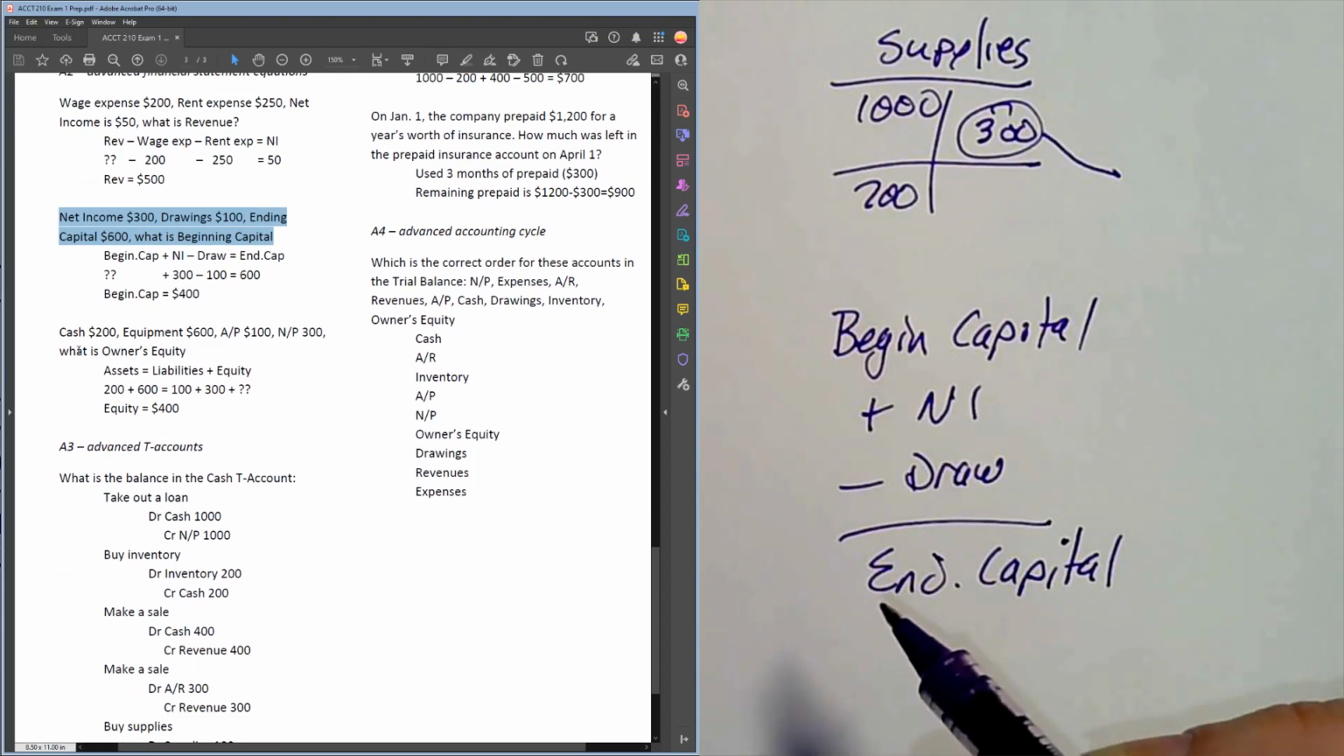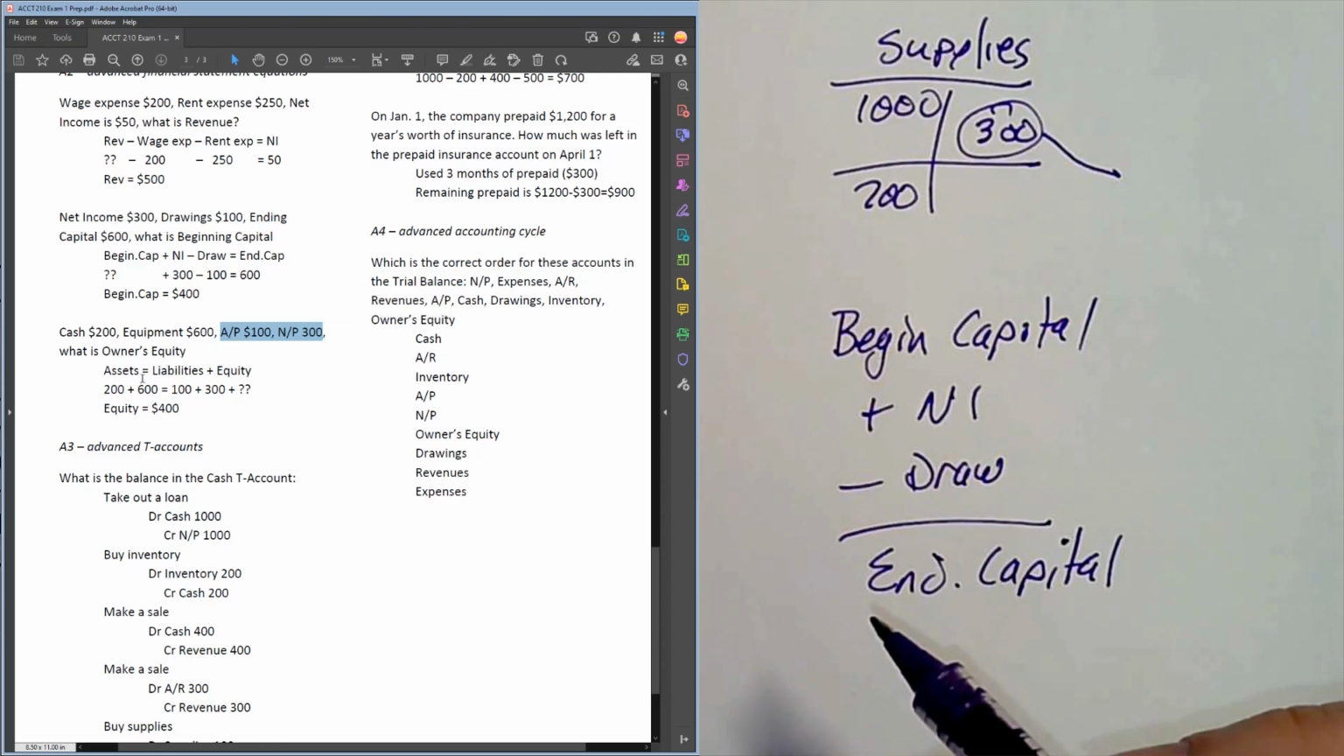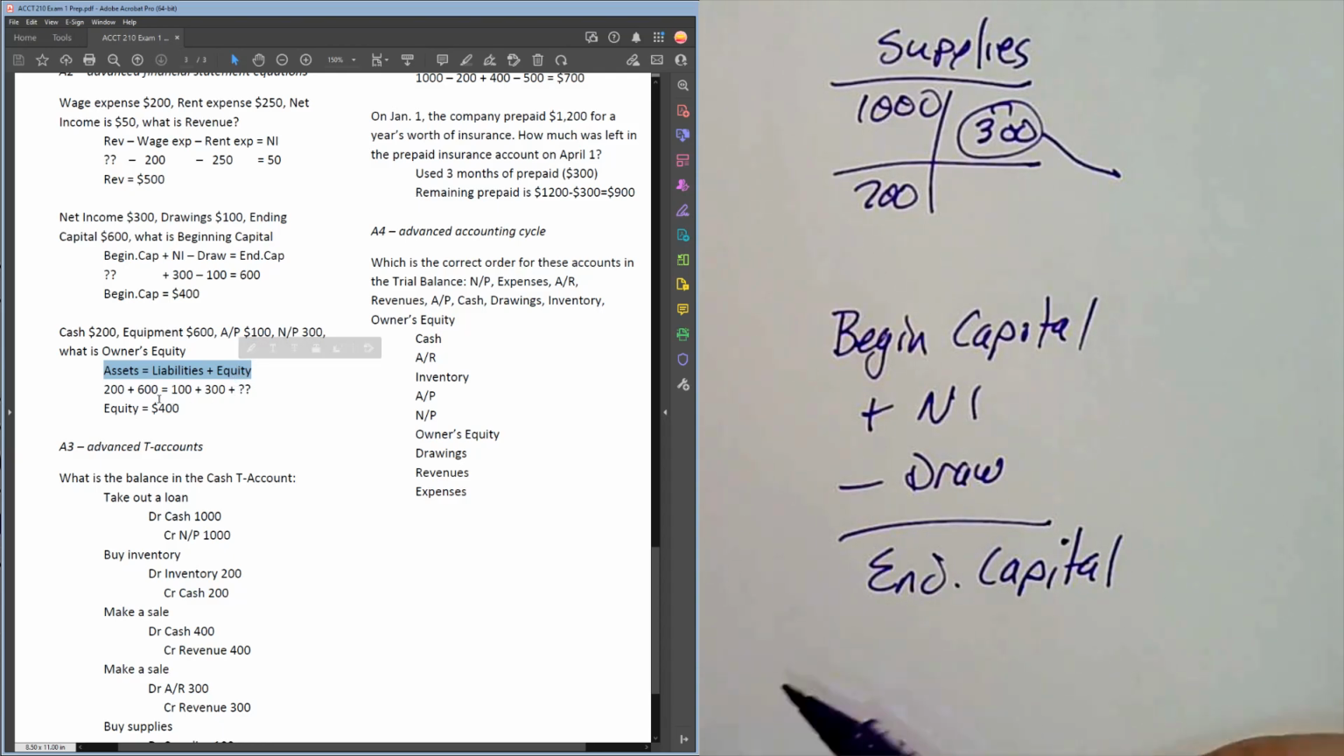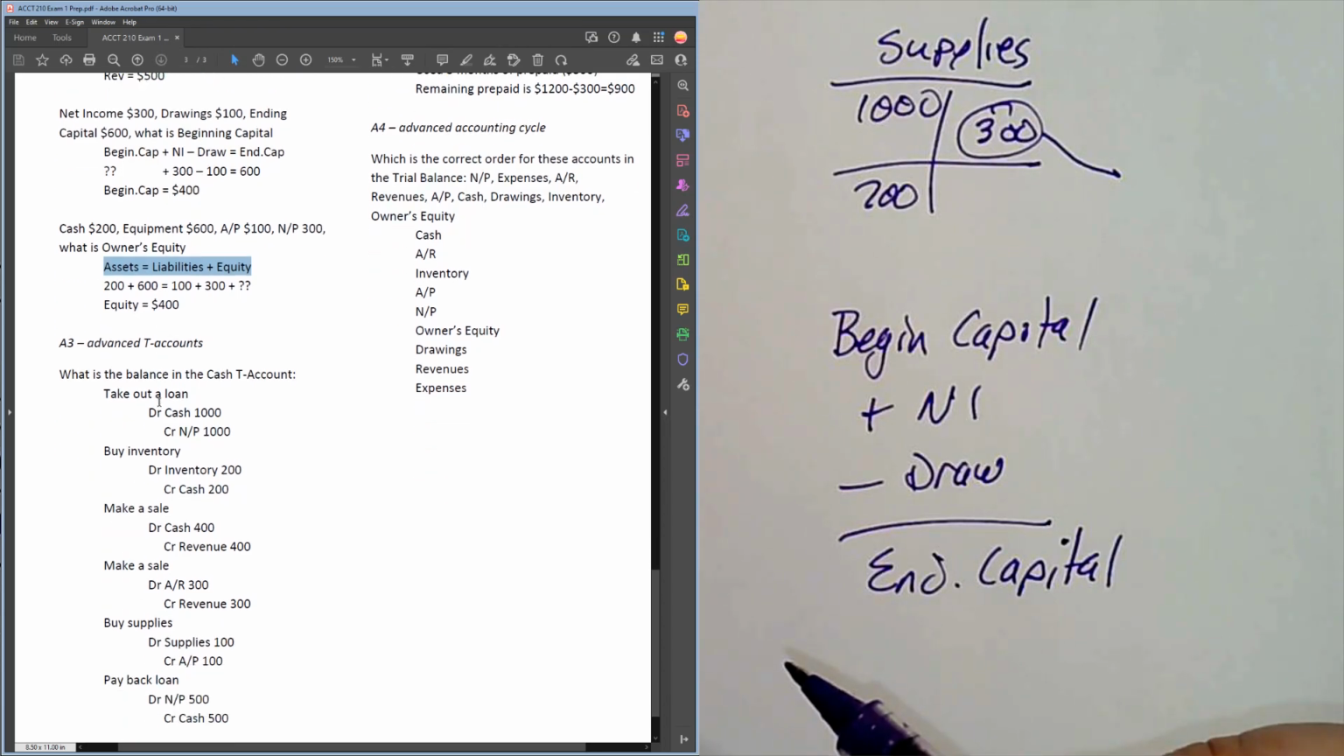This is a balance sheet equation. You need to know which of these are assets. Well, these two are assets. These two are liabilities. And so you need to be able to plug it into the equation here and know that, okay, if we're looking for owner's equity, what is the algebra equation that gets us there?